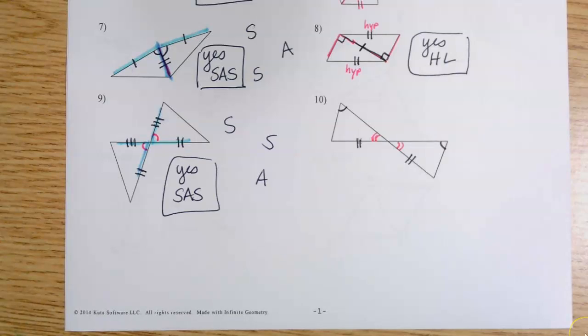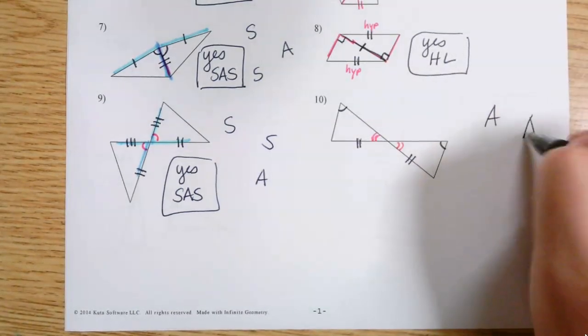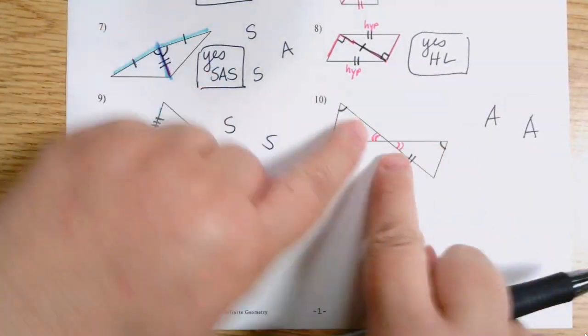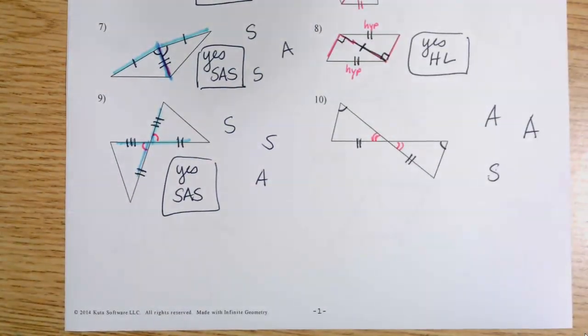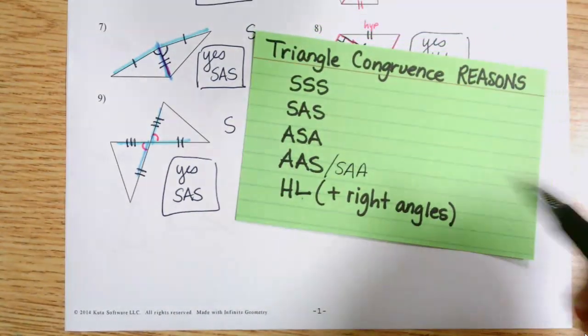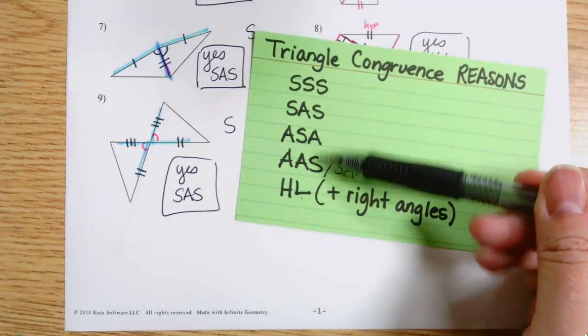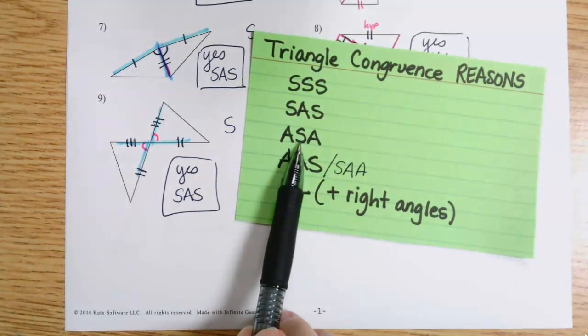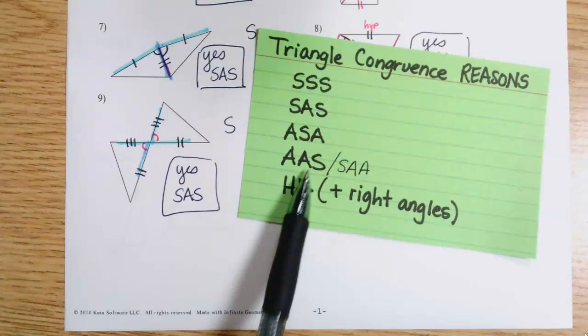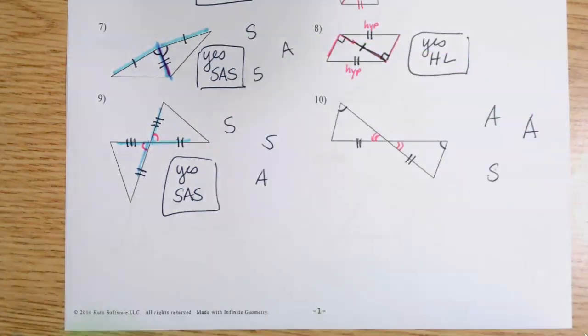Okay, so now I have 2 A's. Here's A, and then I have an S. All right, I have 2 pairs of angles, 1 pair of sides. So remember, if you have 2 A's and 1 S, it's going to be one of these. I have to decide if the side is the included side, the one that goes between those 2 angles, or it's not the one that goes between those 2 angles.